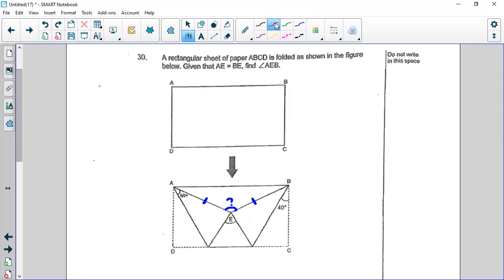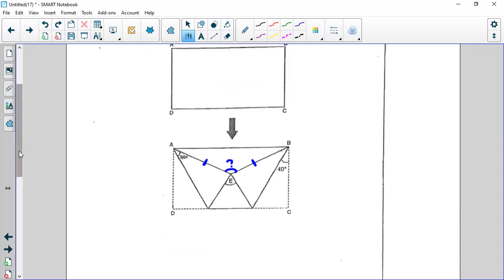Now method. This is the last question, but there's a method here. When you fold a paper and you unfold it again, you will have 2 triangles that look identical. So which means that if this is 40, then this is the same. This is a right angle because a rectangle has right angles at the corner. This is also the same. And then what angle is this? This must be 50, because 180 minus 90 minus 40 is 50. And this other angle here is also the same.